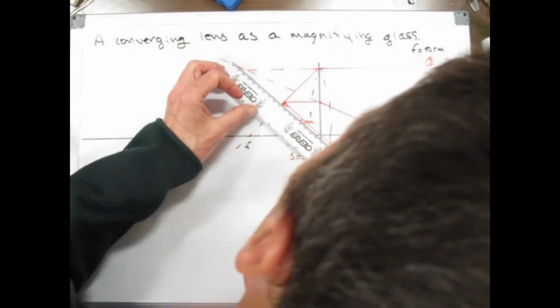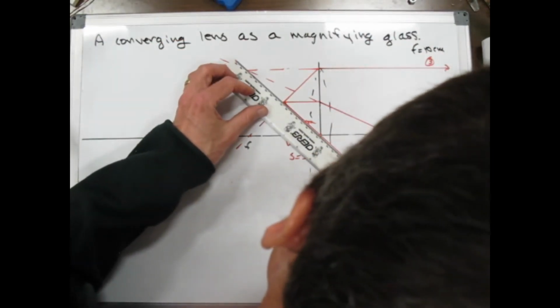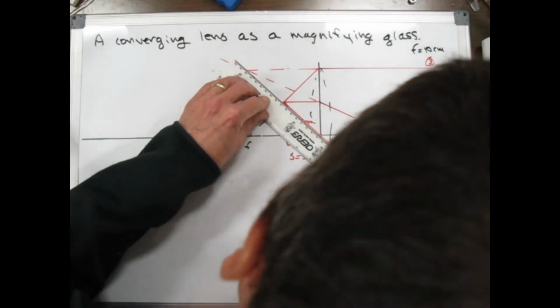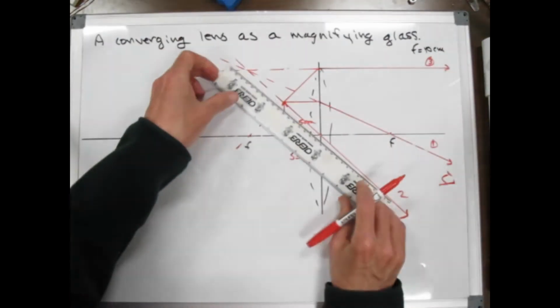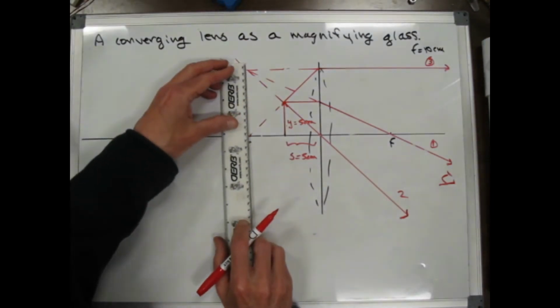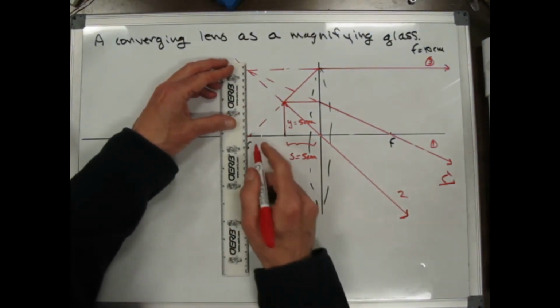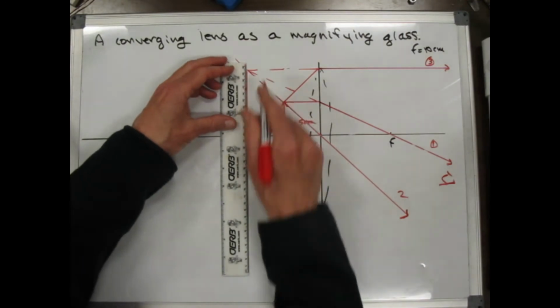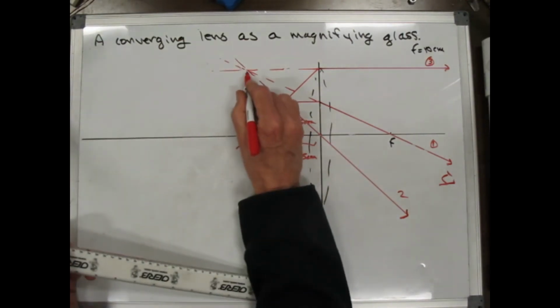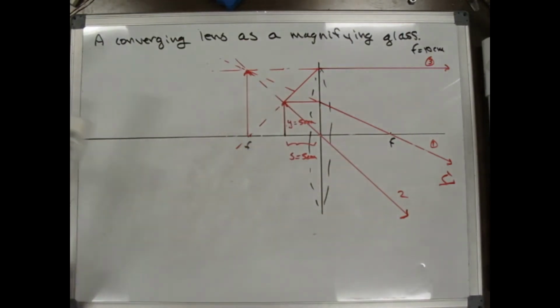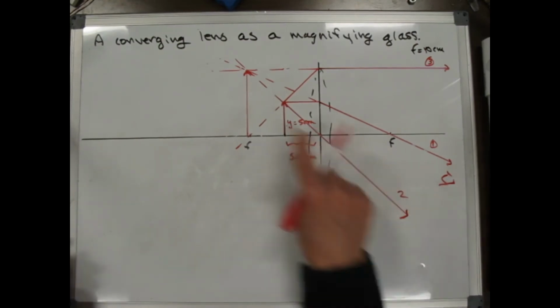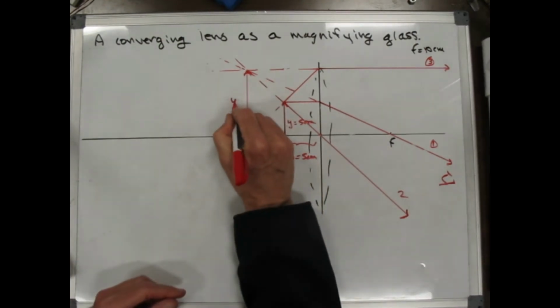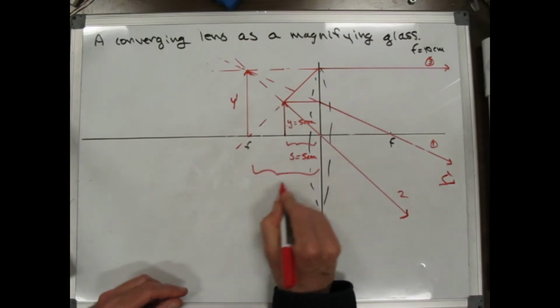This ray was coming from this direction. And once again, they all sort of meet right there, somewhere in the vicinity of the focal point. And so this is what you see. So this is y prime. This distance here is s prime.